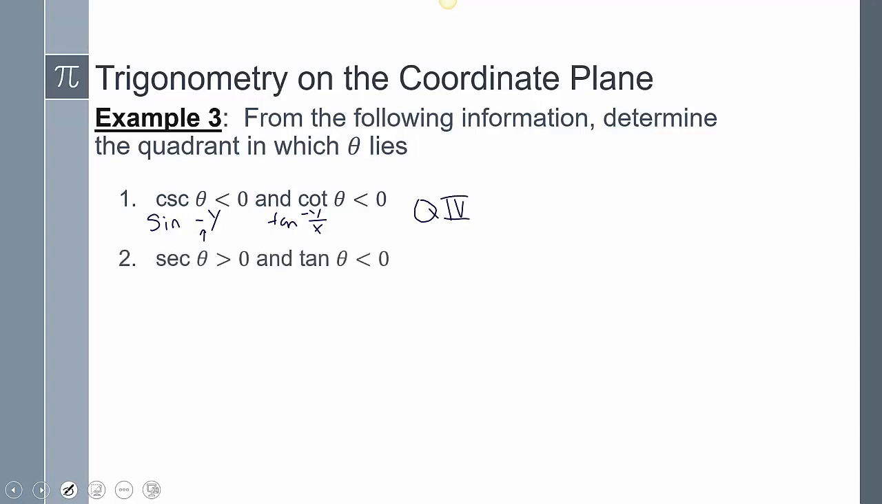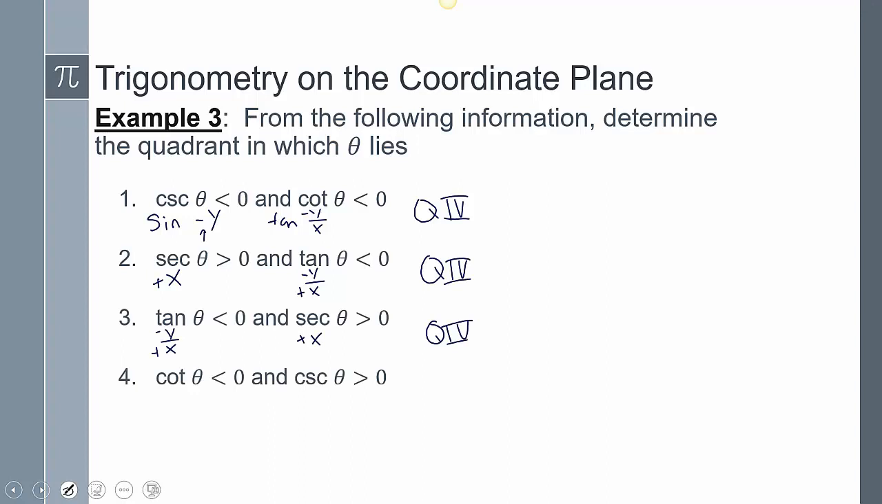My secant has to be positive and my tangent has to be negative. Well, secant relates to x, and we know that has to be positive. Tangent, we said, is y over x. That has to be negative. Well, I know for a fact that my x has to be positive, so therefore my y has to be negative. So that satisfies both conditions there. And so where do I have a negative y and a positive x? That's going to be quadrant 4 again.